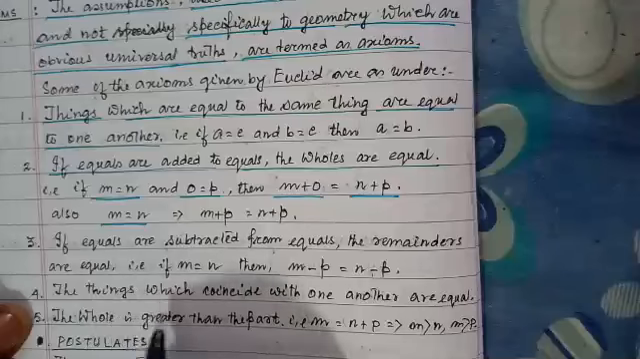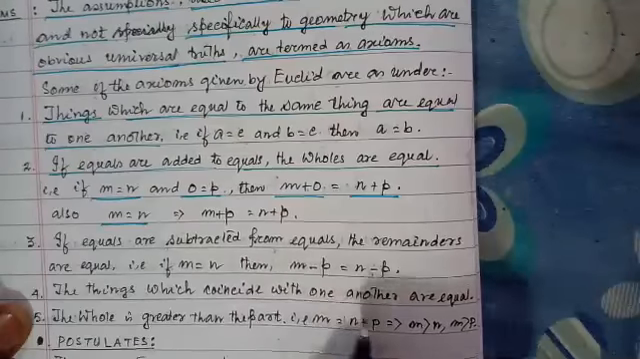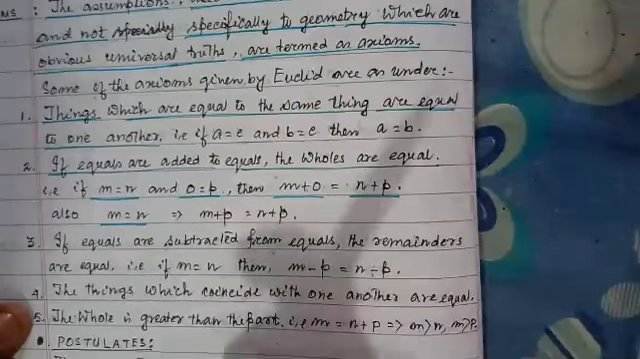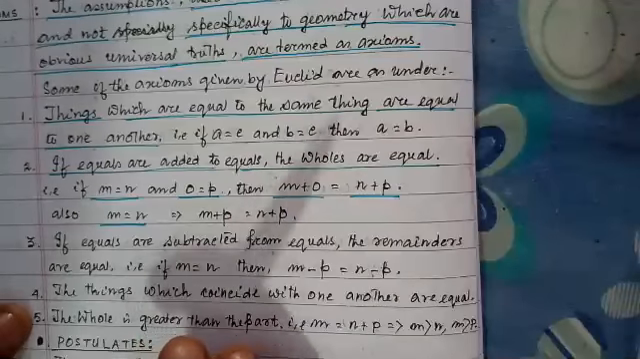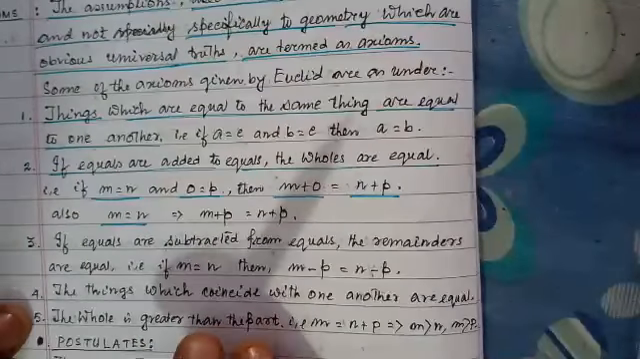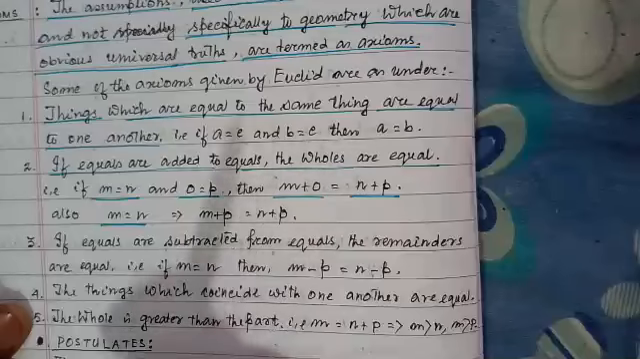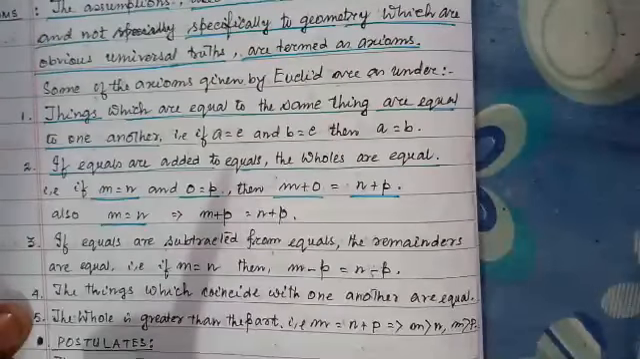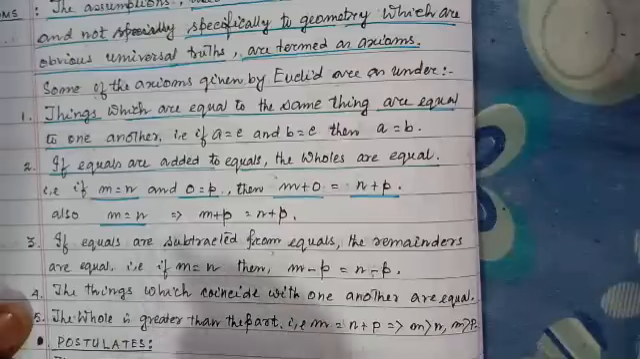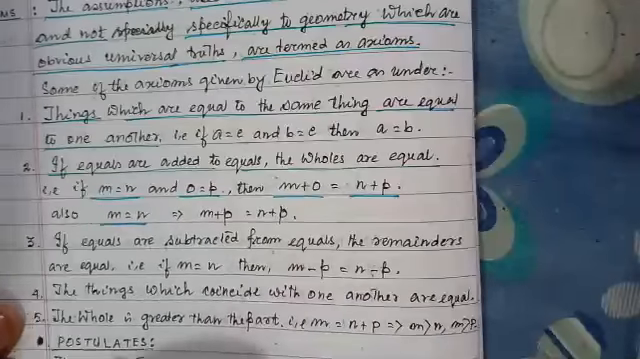Now the fourth one: things which coincide with one another are equal. Suppose you have two books, and if one book exactly coincides with the other book, then the sizes of the two books are equal. So this is also a basic concept.